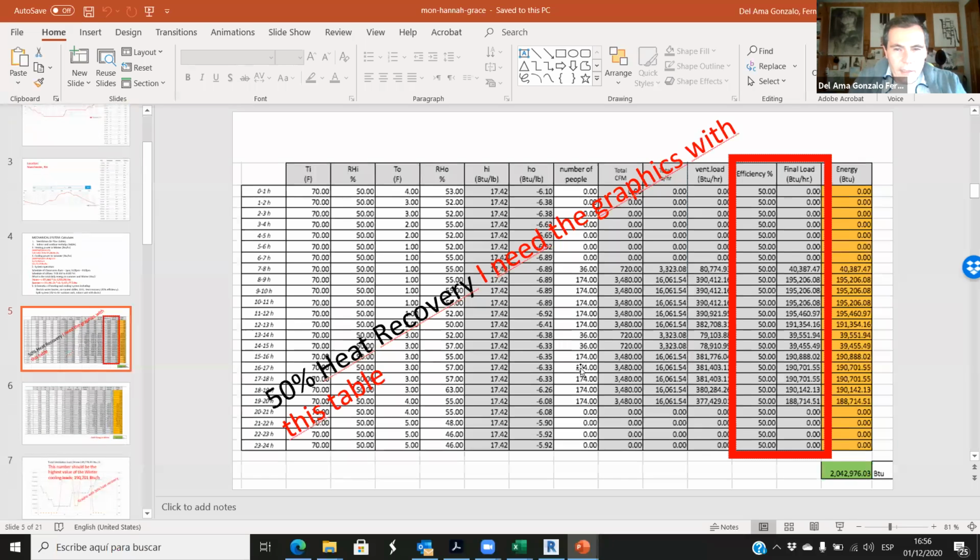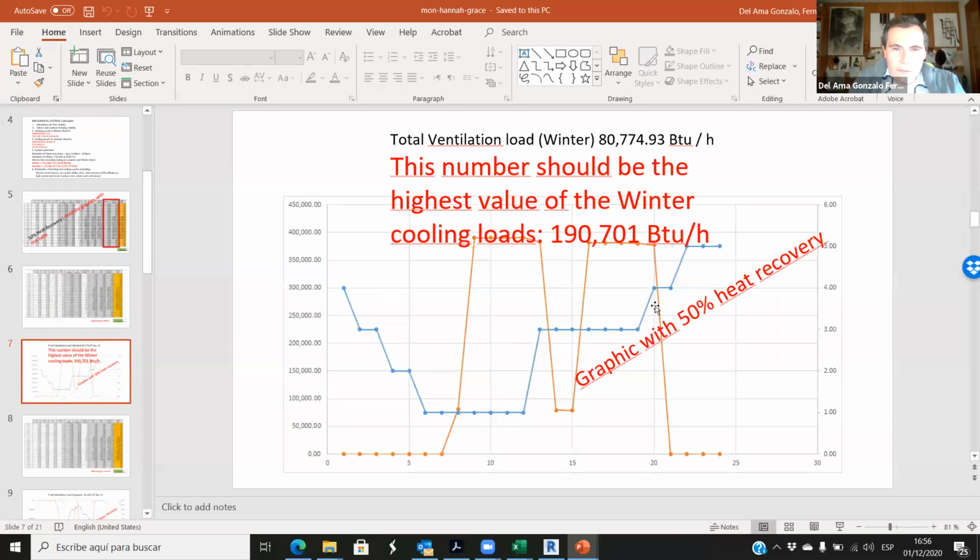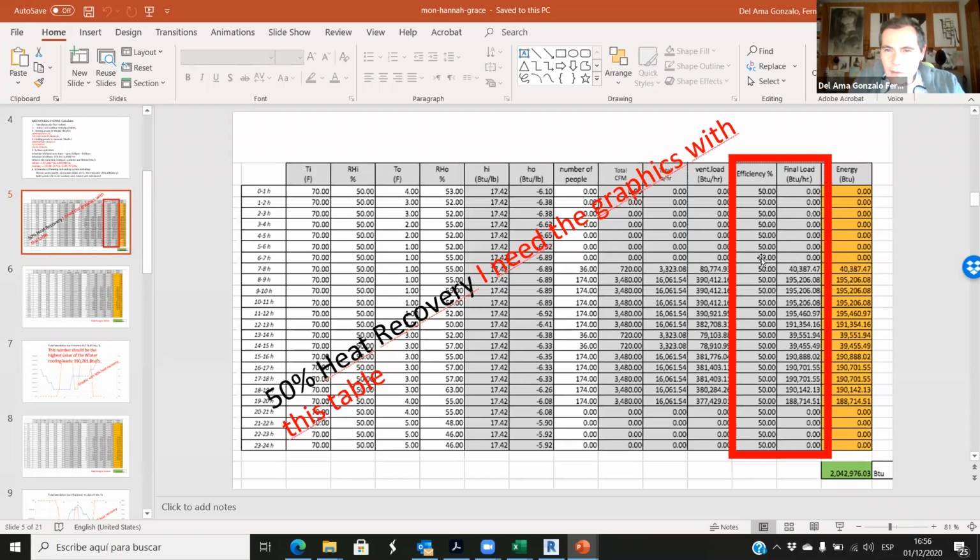Oh, here, I think I gave you some feedback. Well, you have not calculated the graphics with this. So if you have included the 50%, by the way, this is from Monique, Grace, and Hannah, okay? If you are working with this, the highest number here is 195. Yeah, 195 for 60.